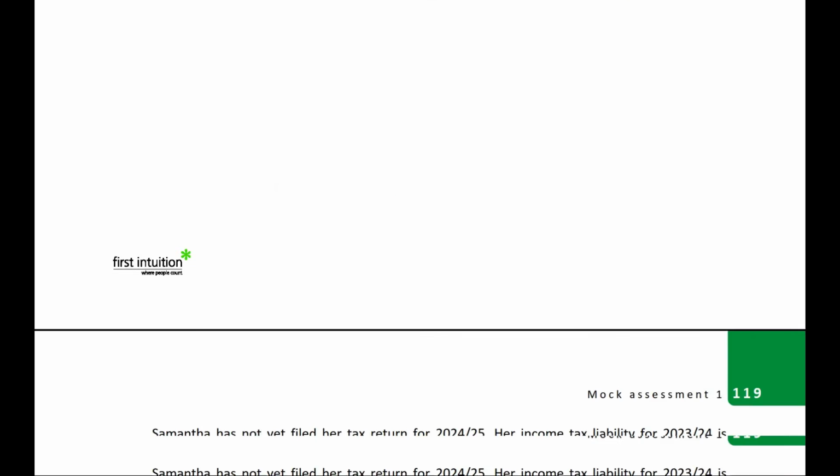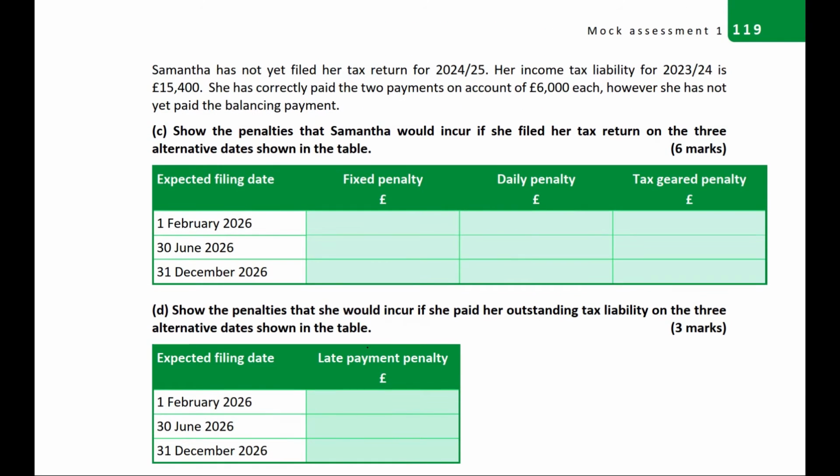Let's have a look at part C and D regarding late filing and then late payments as well, by the look of it. So Samantha has not yet filed her tax return for 24-25. Her income tax liability is $15,400. She's correctly paid the payments on account, but she hasn't paid the balance in payment. Show the penalties she'd incur if she filed a tax return on the 3 alternative dates shown here.